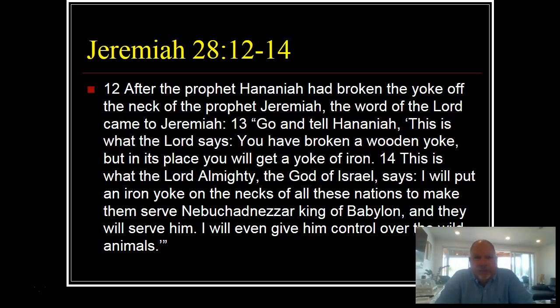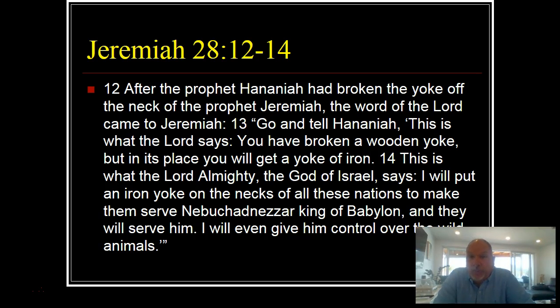An example of what I'm looking for is in Jeremiah 28, verses 12 to 14. After the prophet Hananiah had broken the yoke off the neck of the prophet Jeremiah, the word of the Lord came to Jeremiah, "Go and tell Hananiah, this is what the Lord says. You have broken a wooden yoke, but in its place you will get an iron yoke. This is what the Lord Almighty, the God of Israel, says. I will put an iron yoke on the necks of all these nations to make them serve Nebuchadnezzar, king of Babylon, and they will serve him. I will even give him control over the wild animals."